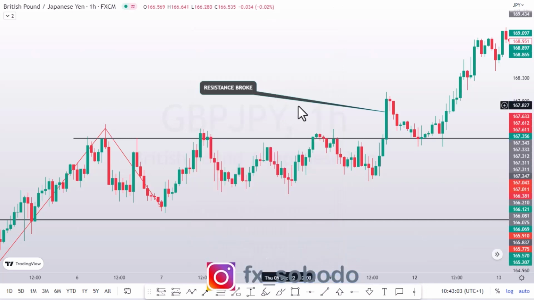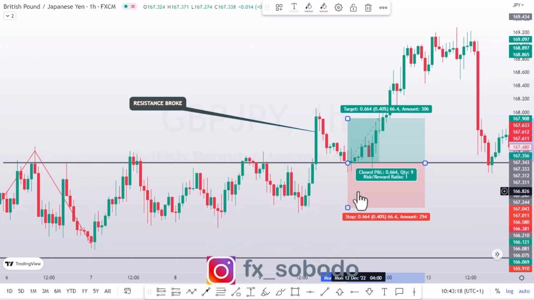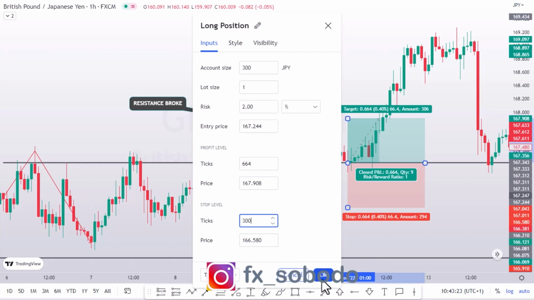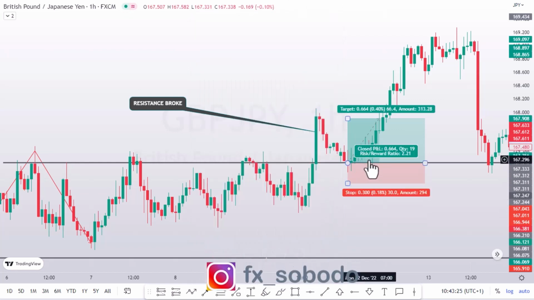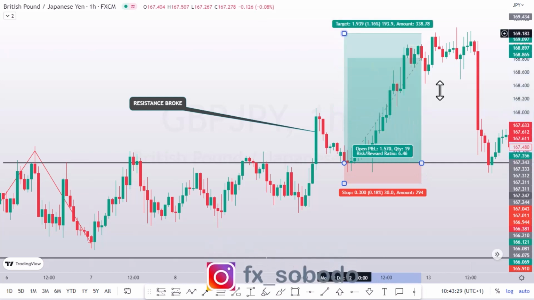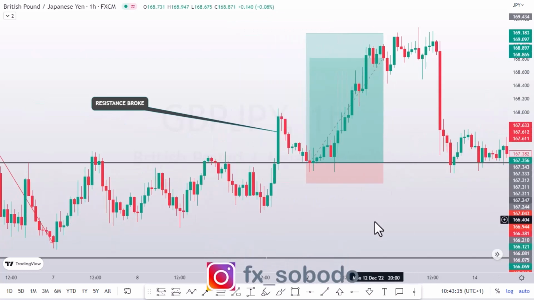As you can see at this level, our resistance got broke. You see, it fully broke to the upside. What happened? We then wait for the retest, risking nothing more than 30 pips. You see, you have eyes, you can see, right? And price shot up. So, take note. This is very crucial.